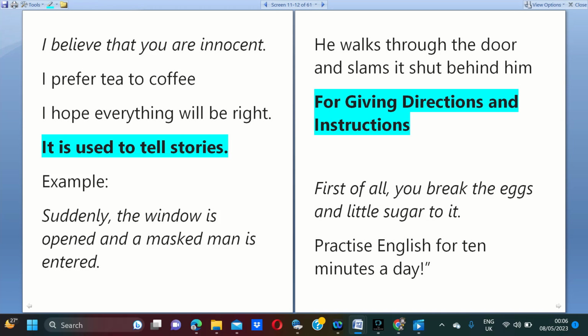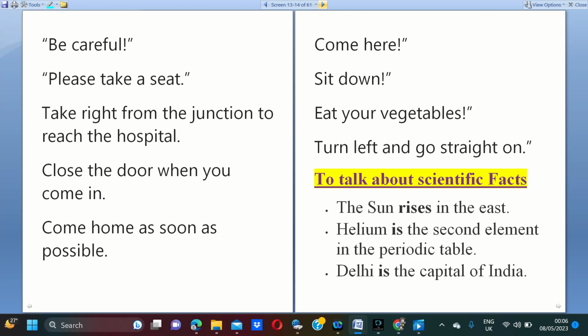What is the other condition? We use simple present tense also. Along with imperatives, we use simple present tense to give directions and instructions. Be careful. See, here the sentence has begun with the verb directly. What are imperatives? Imperatives talk about commands, requests, orders, and many other things. Next, close the door when you come in. Come home as soon as possible.